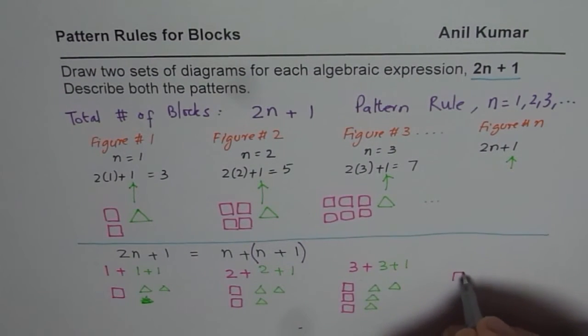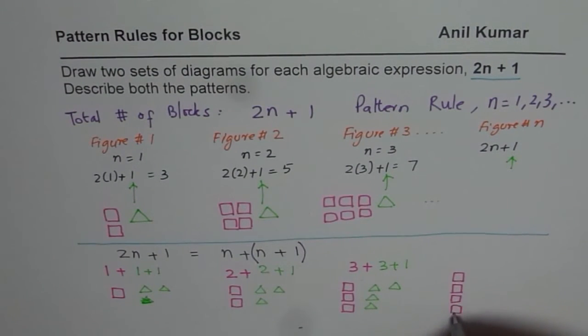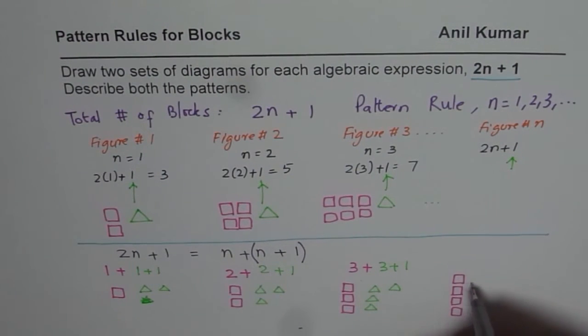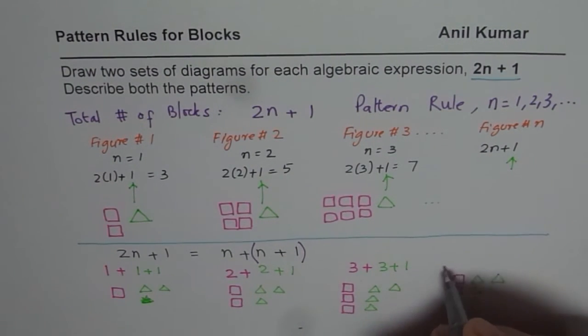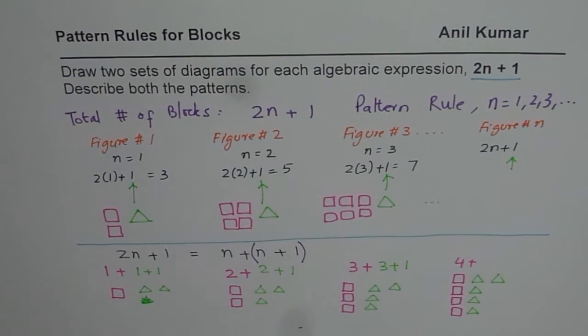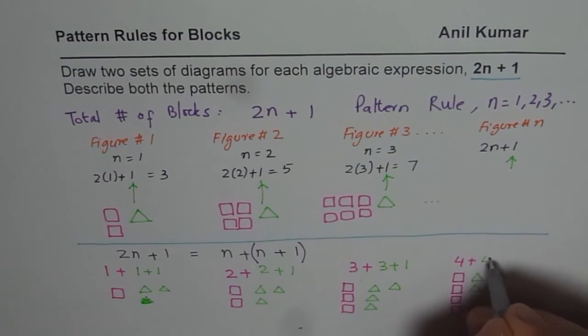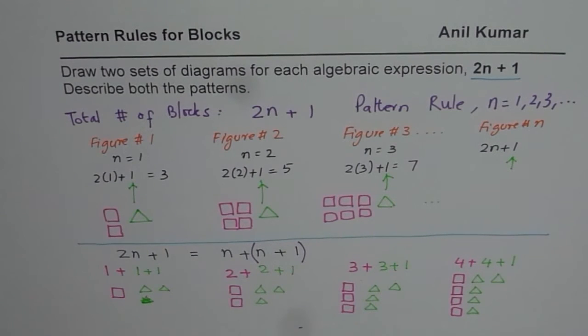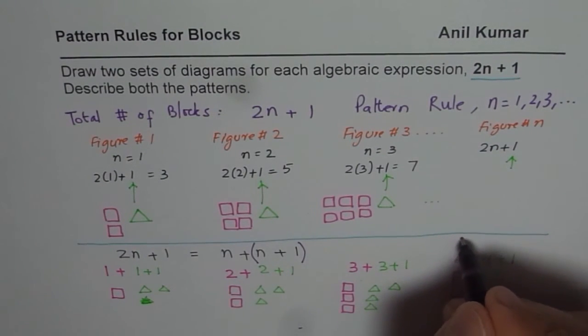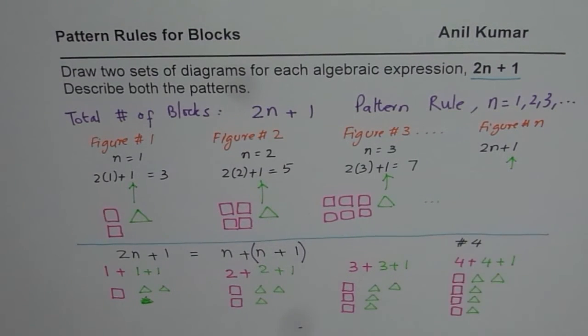So the fourth one will be, we'll have 4 squares here, right? Followed by 4 triangles and 1 fixed, correct? So what do I get? I get 4 plus 4 plus 1, and that is my figure number 4, right? So that is, I will say, figure number 4. Do you get the idea?